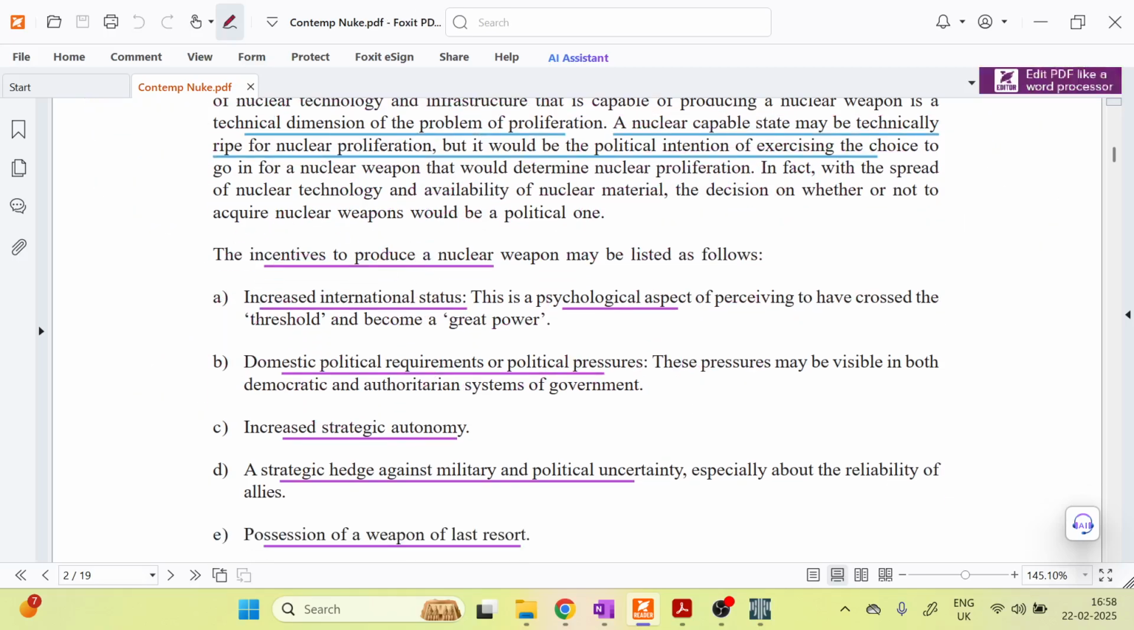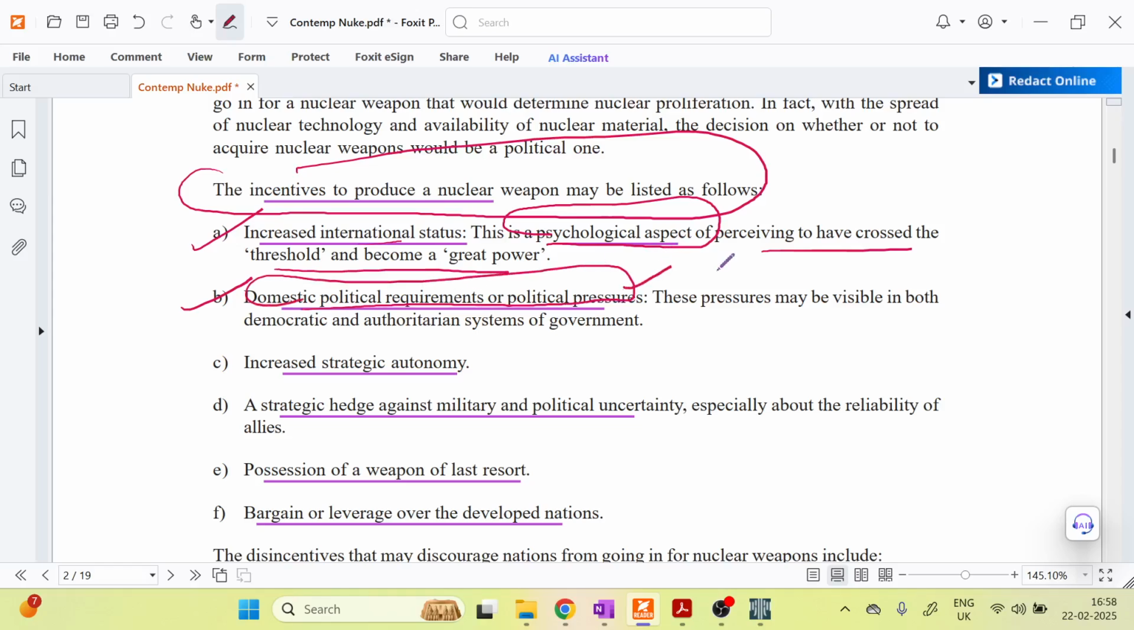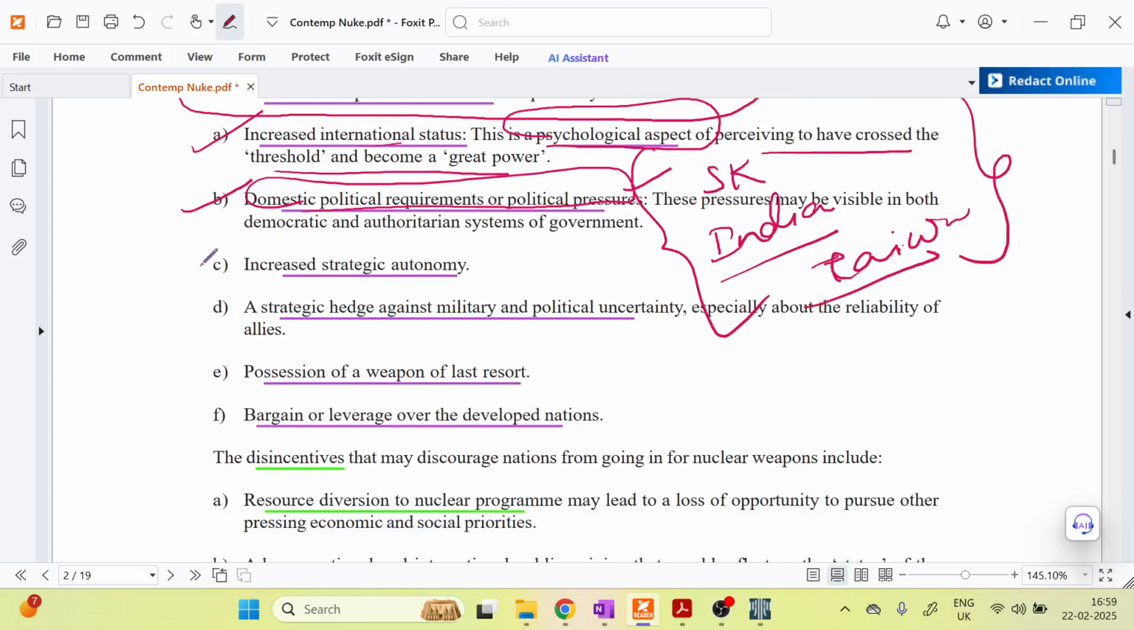Now let's have a look at the incentives to produce nuclear weapons. It will increase international status, which is a psychological aspect of perceiving to cross the threshold and become a great power. Then there are domestic political requirements or political pressures, such as in the case of South Korea, India, Taiwan, and many countries which are surrounded by nuclear weapon states. Then possession of nuclear weapons will increase strategic autonomy.